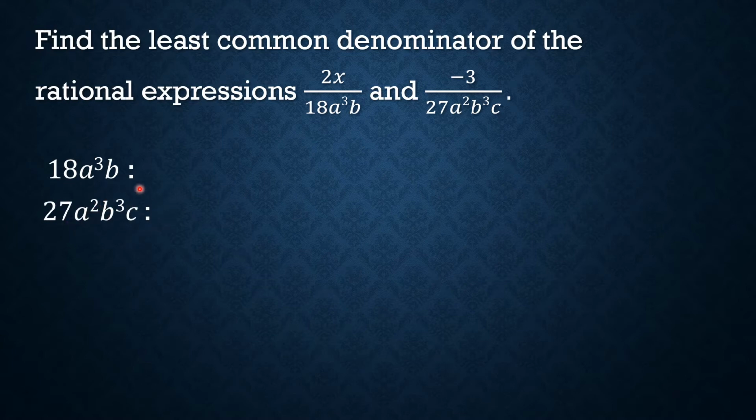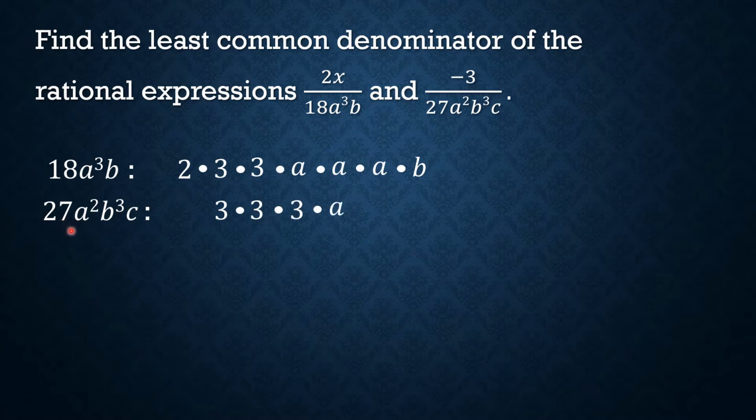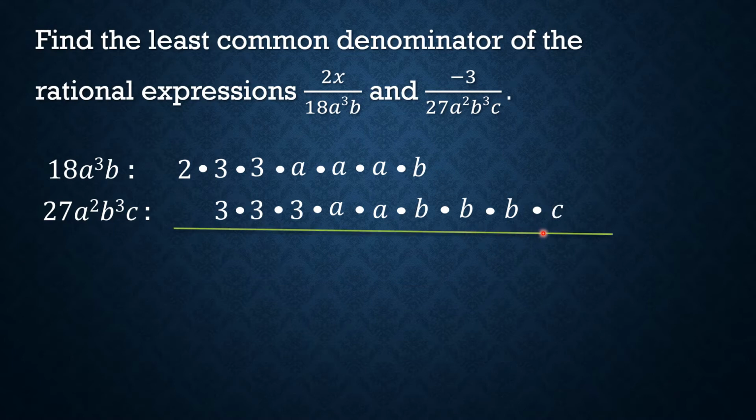Now, para mas ma-visualize natin ang pagkuha ng LCD, we factor 18a cubed b as 2 times 3 times 3 times a times a times a and then times b. And si 27a squared b cubed c, factor natin as 3 times 3 times 3 times a times b times b times b and times c.